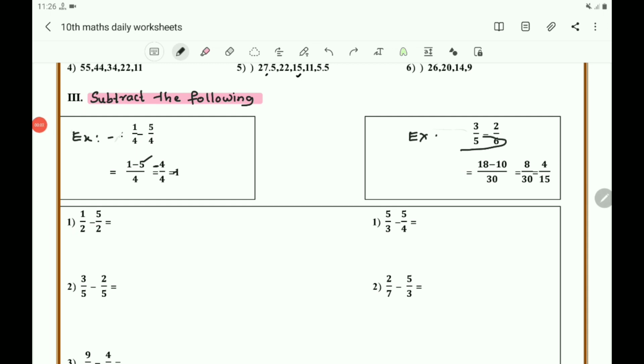Their common factor is only 1. Other than 1, they do not have any other common factors. So they are said to be co-prime numbers. If they are co-prime numbers, their product becomes the LCM. So the product of 5 and 6 is the LCM.